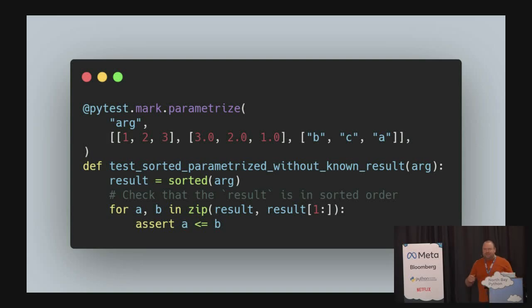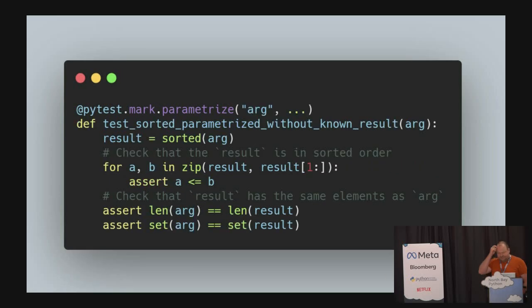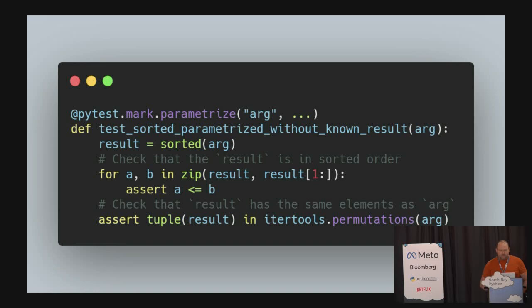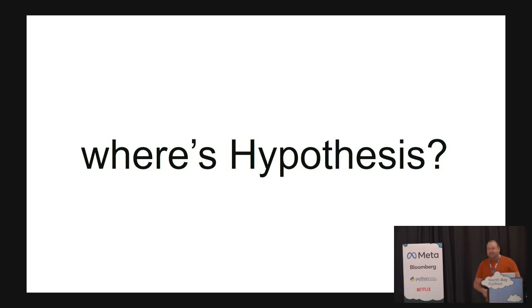So if we imagine that we have no idea how to sort things, we could still say, well, we can check that the output is in increasing order, right? That would be a good start. But that could still have a bug, so we also need to check that we have the same elements afterwards. We don't want our sorting function to return the empty list, even though the empty list is sorted. But also, if we have duplicated elements, then we need something a little more complicated. So where does Hypothesis come into this?